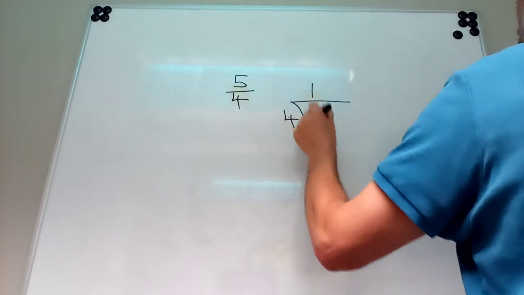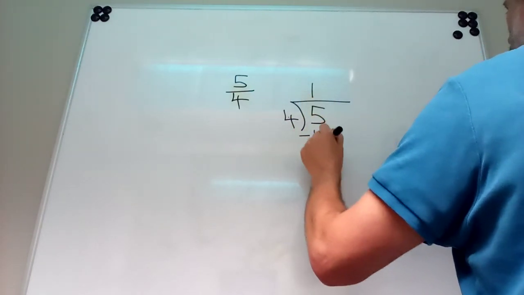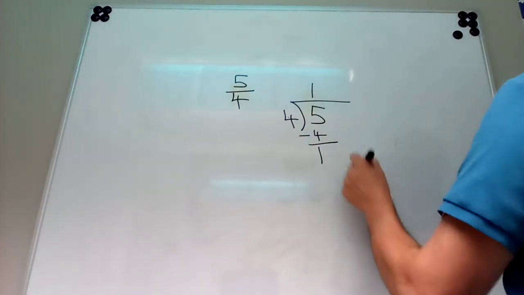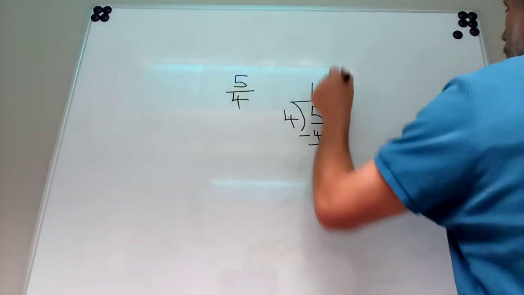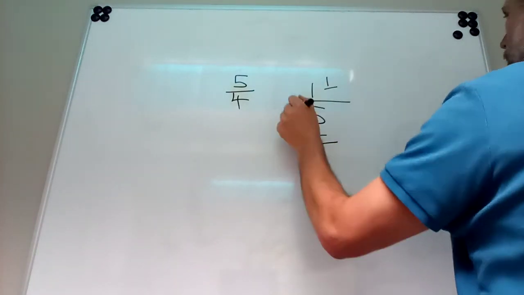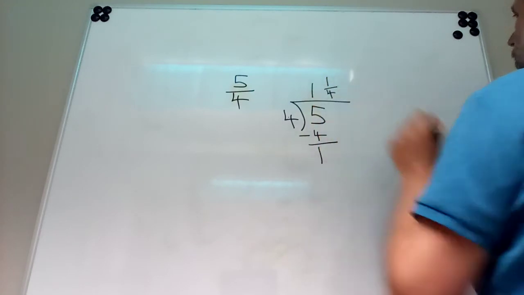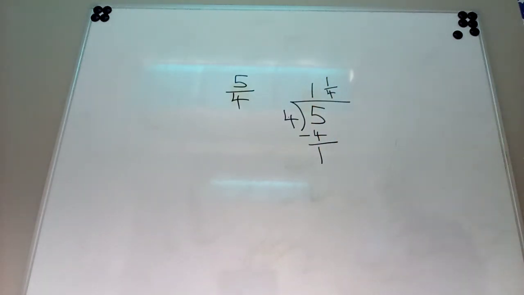4 will go into 5 one time. 1 times 4 is 4. We're going to subtract. We've got 1 left. There's nothing else to bring down, so that's our remainder. But instead of writing remainder 1, we're going to bring our 1 up here, and we're going to put this 4 underneath it, and it's going to be 1 1/4.